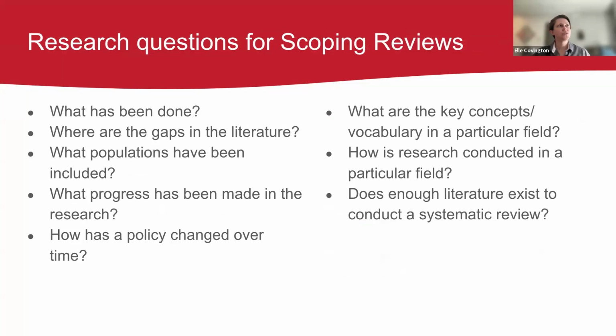As opposed to scoping reviews. These are going to be much broader, right? So what has been done? Where are the gaps in the literature? What populations have been included? What progress has been made in research? Lots of trends, so policy changes, timelines. Scoping reviews are really, really good for looking at trends and mapping key concepts. So the mapping types of questions.